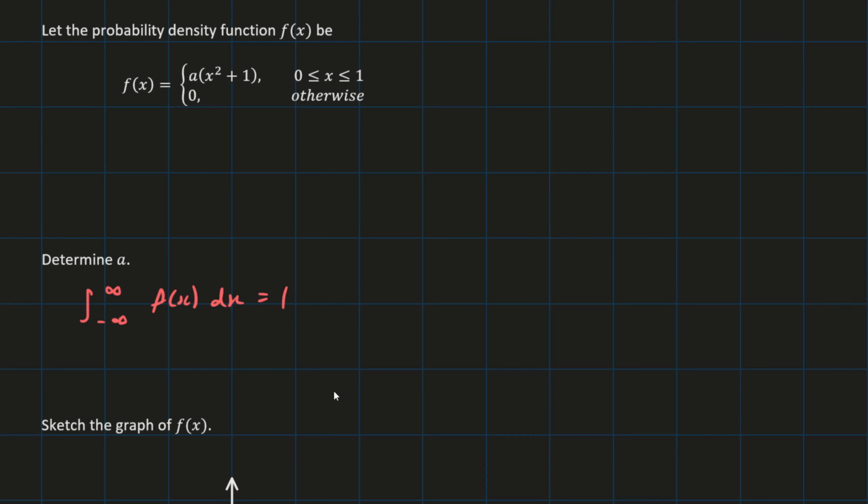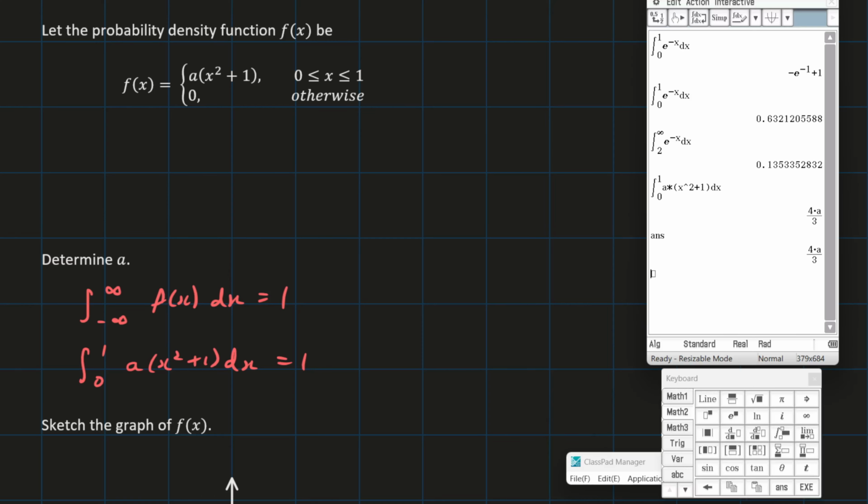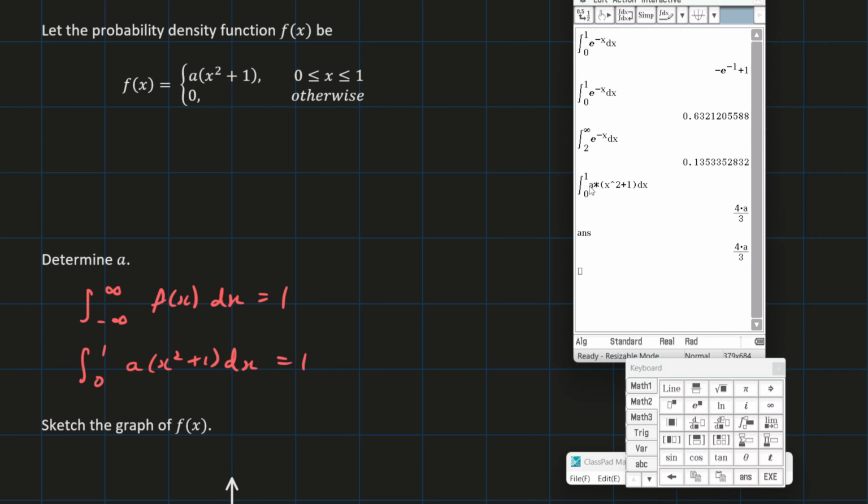Now in this specific case, we don't worry about negative infinity to infinity, we care more about this non-zero branch here. So we can say specifically for this question that the integral from 0 to 1 of a times (x squared plus 1) dx is equal to 1. Now this is something that we can just solve on the calculator. I've pre-done that just to save a bit of time, and I essentially just wrote it in there. The integral of a multiplied by x squared plus 1 from 0 to 1 is equal to 4a on 3.